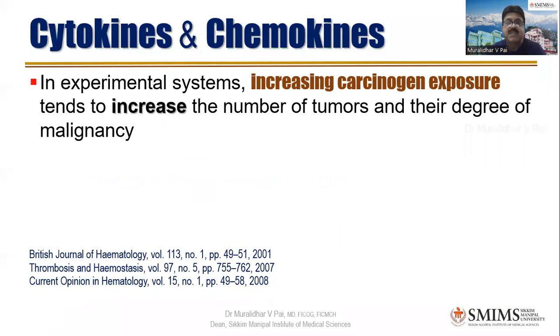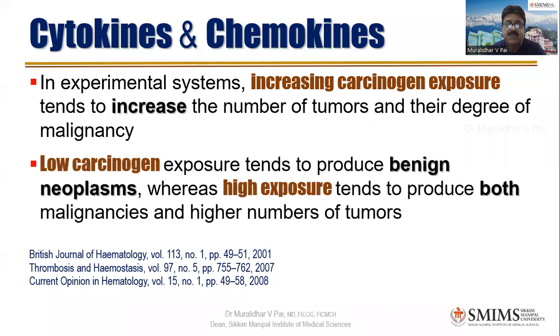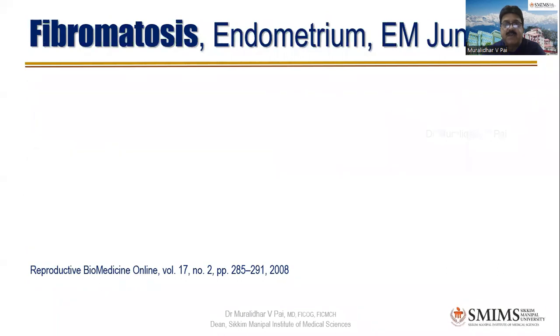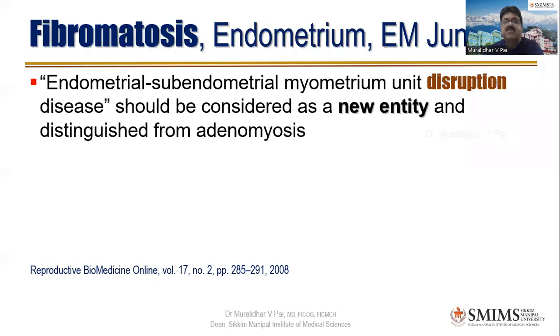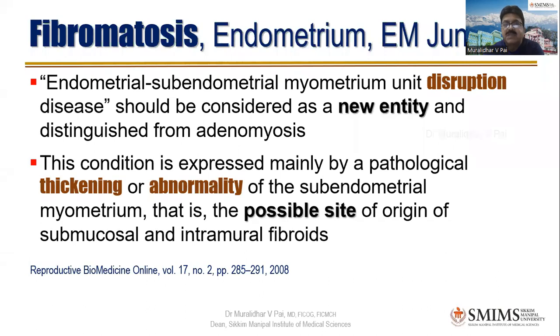In experimental systems, increasing carcinogen exposure tends to increase the number of tumors and their degree of malignancy. Low carcinogen exposure tends to produce benign neoplasms, whereas high exposure tends to produce both malignancies and a higher number of tumors. Finally, fibromatosis is nothing but endometrial-subendometrial myometrium unit disruption disease. It should be considered a new entity and distinguished from adenomyosis. This condition is expressed mainly by a pathological thickening and abnormality of the subendometrial myometrium, that is the possible site of origin of submucosal and intramural fibroids. So it's confusing with adenomyosis. There also we see that, but this is a different entity.